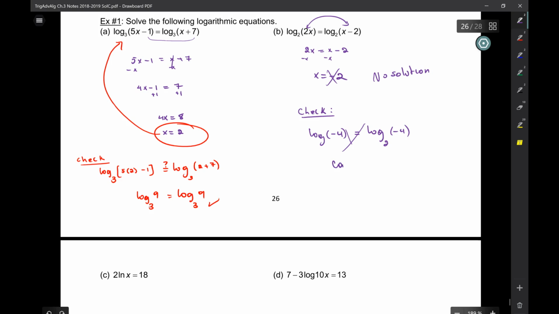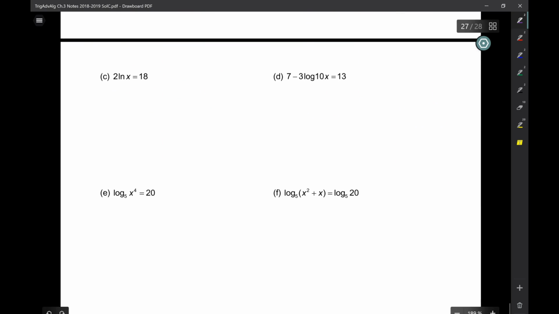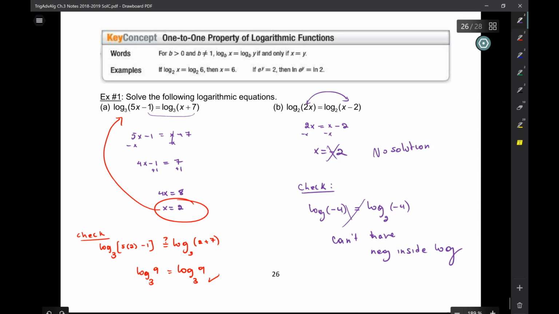Because there will be no solution equals no solution. Right. You can't have a negative inside a log. All right? So those are the things that you need to watch out for. Okay. So that was the first case where you have a log on both sides.